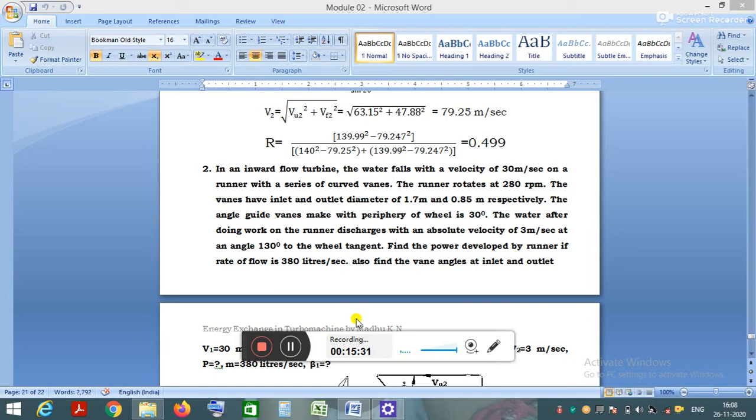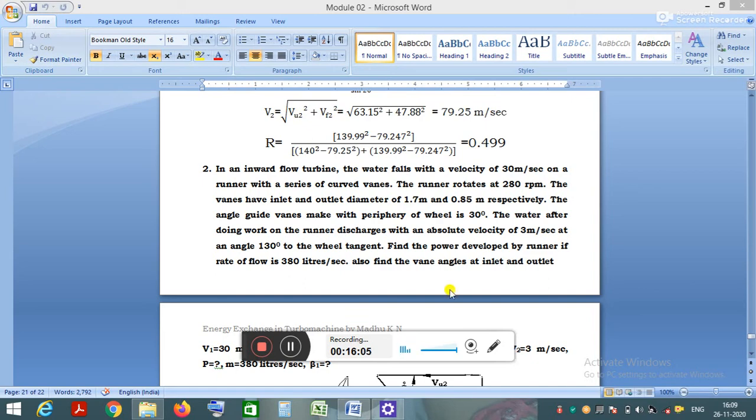The vanes have inlet and outlet diameters. The diameter at the inlet of the blade is 1.7 meter and at the outlet of the blade is 0.85 meter respectively. The angle the guide vanes make with the periphery of the wheel is 30 degrees. Guide vanes are nothing but fixed vanes. The fixed vane makes an angle of 30 degree with the periphery of the wheel.